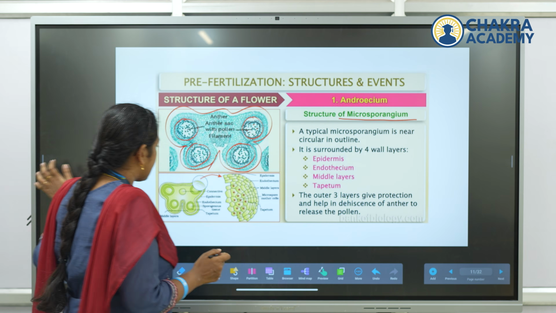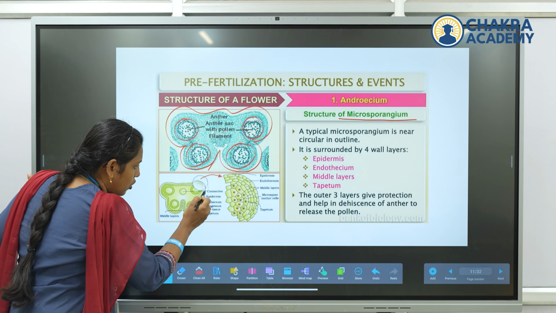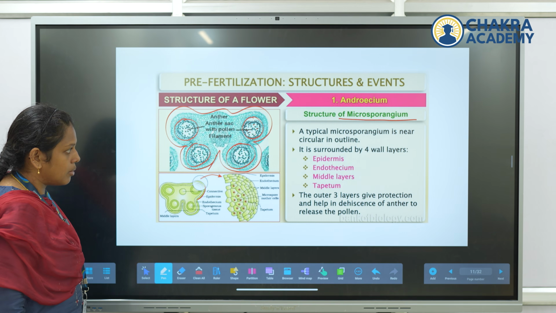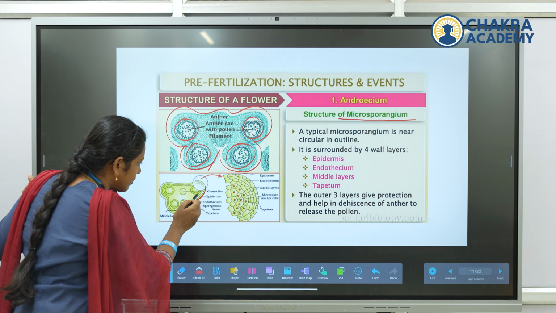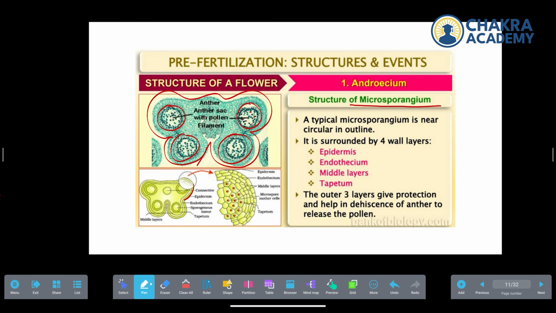First one is the epidermis. The outermost layer is known as the epidermis, followed by the middle layer. In between the middle layer and the epidermis, there is another layer known as the endothecium, followed by the inside, the complete round known as the tapetum. The outer 3 layers give protection to the microsporangium, which helps in the dehiscence of the anther and to release pollen grains.